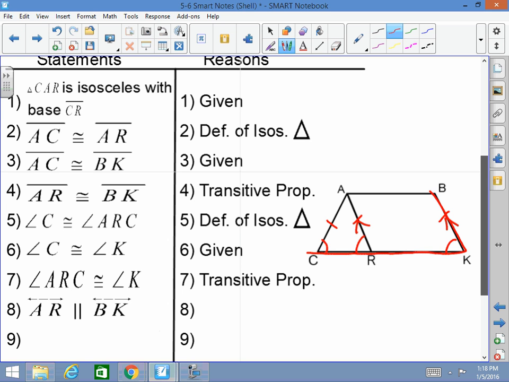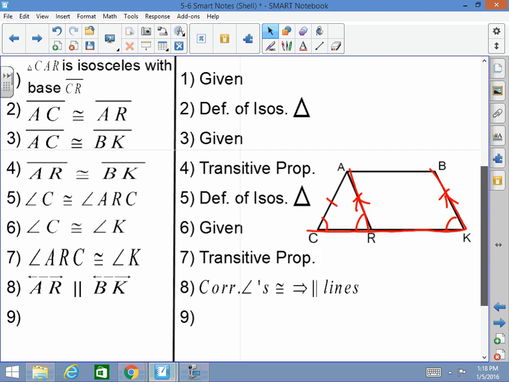Yes. Think of the F. No. Corresponding. Very well done, son. Corresponding angles are congruent, then you have parallel lines. Very nice, man. Very nice.